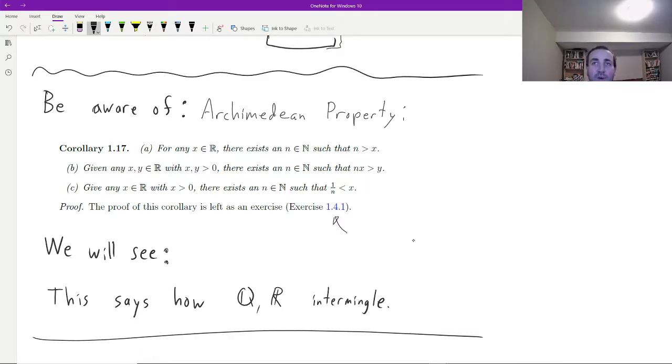For any pair x, y that are strictly positive, there exists an n so that n times x is bigger than y. And given any x in R with x greater than 0, there exists an n in N so that 1 over n is less than x. Well, that's really just the same thing with one of these replaced by the number 1. So C is sort of immediate from B. So these are 3 properties.